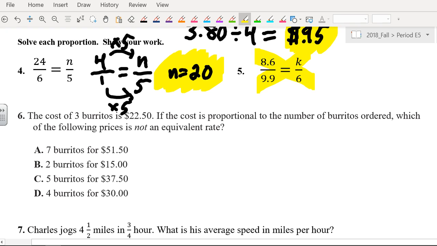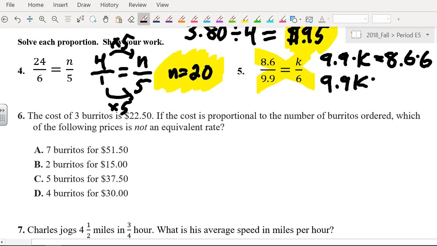So 9.9 times k, and then 8.6 times 6. 9.9 times k equals 9.9k. And then 8.6 times 6 equals 51.6. 9.9k equals 51.6. And then you have to divide both sides by 9.9.